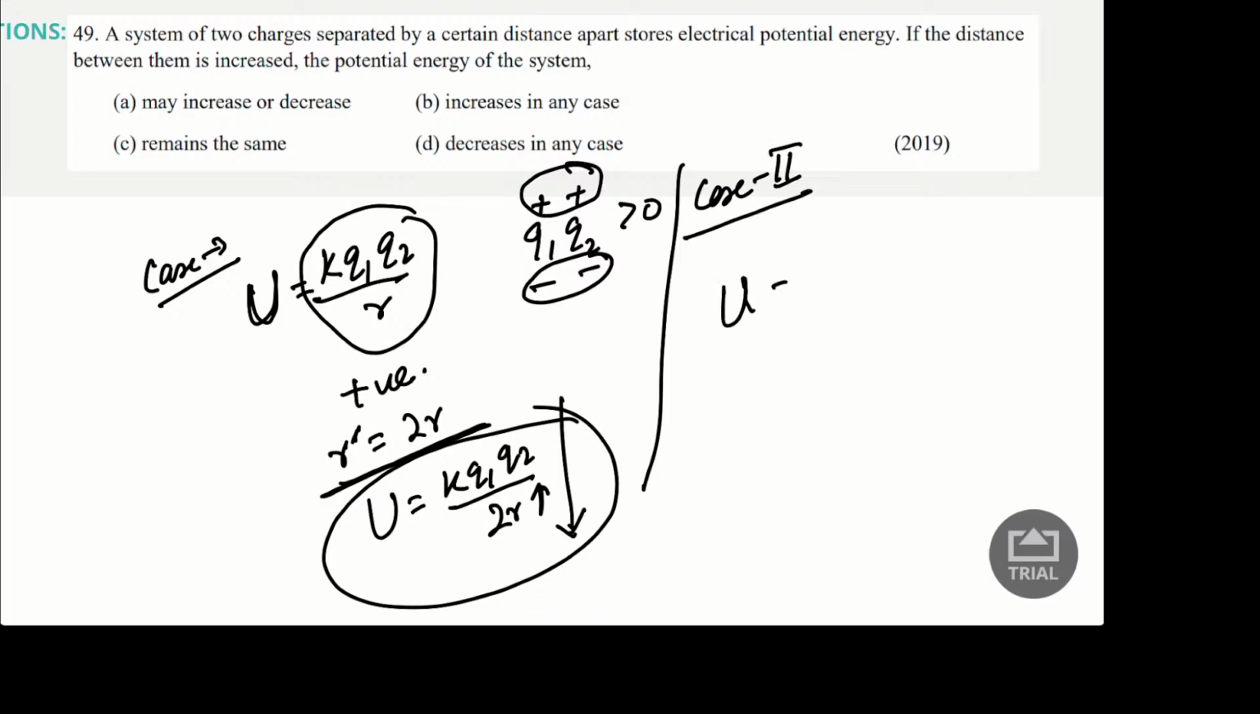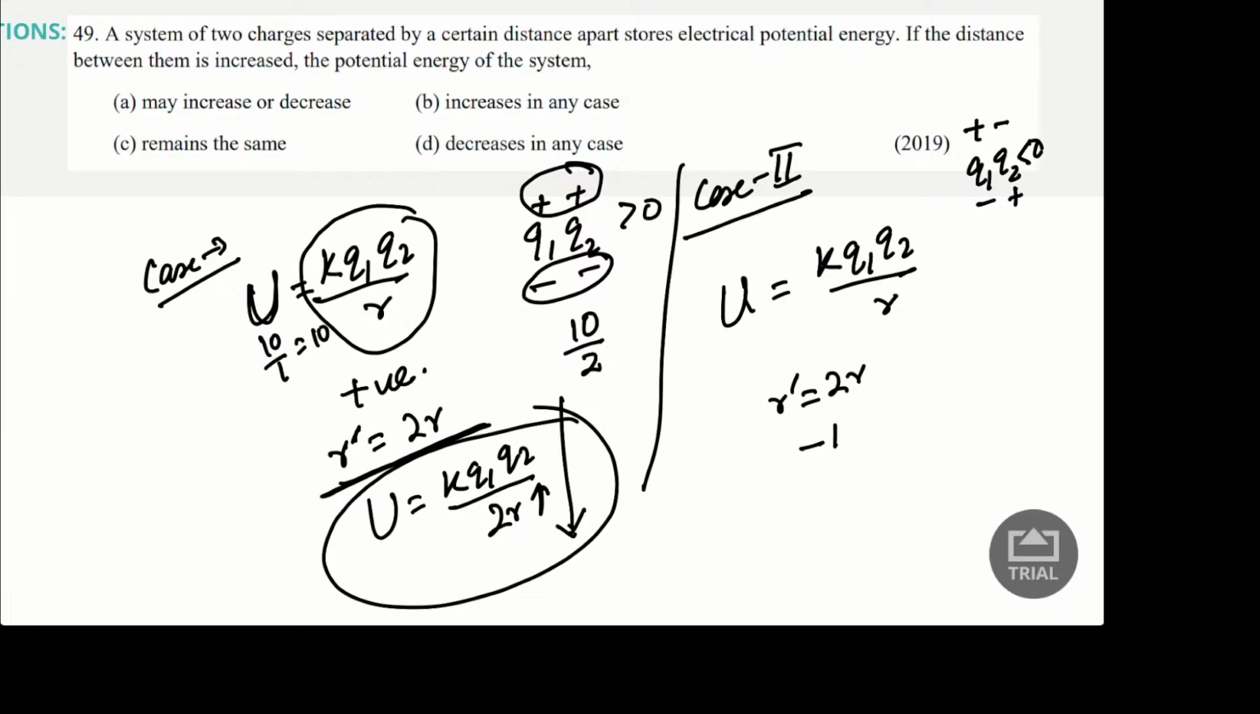In case 2, U is equal to K Q1 Q2 by R. Now in this case, the product of Q1 and Q2 is negative, either one positive and one negative, or negative and positive. Now understand, students, very very important. If I increase R to 2R, what will happen? Just imagine you have a value, here you had a value 10, so earlier it was 10 by 1. Now the moment you increase the distance between them, it becomes half.